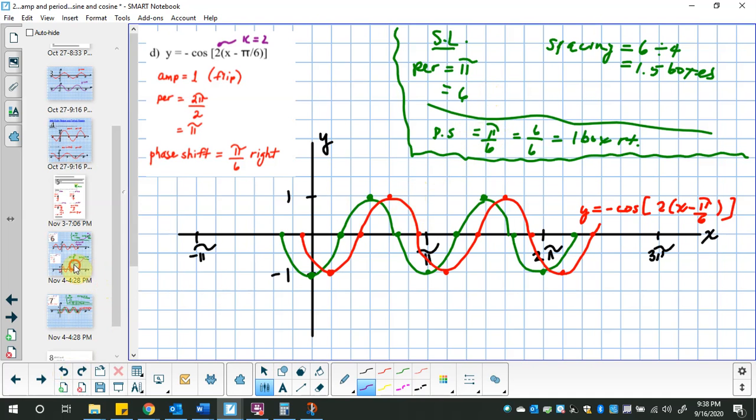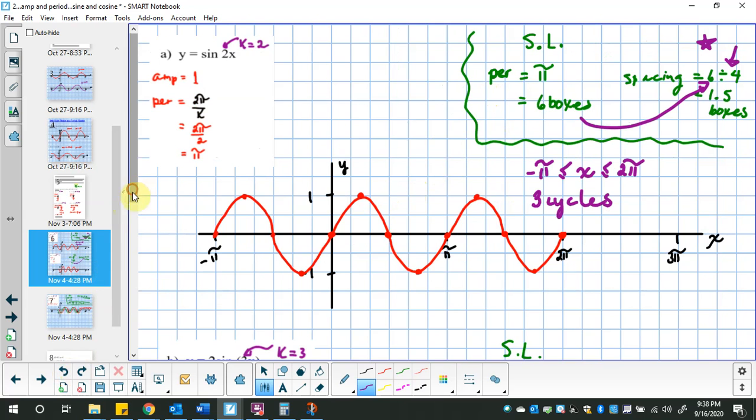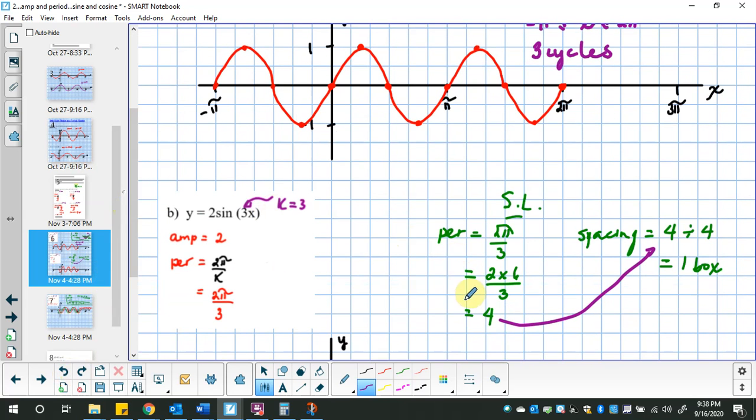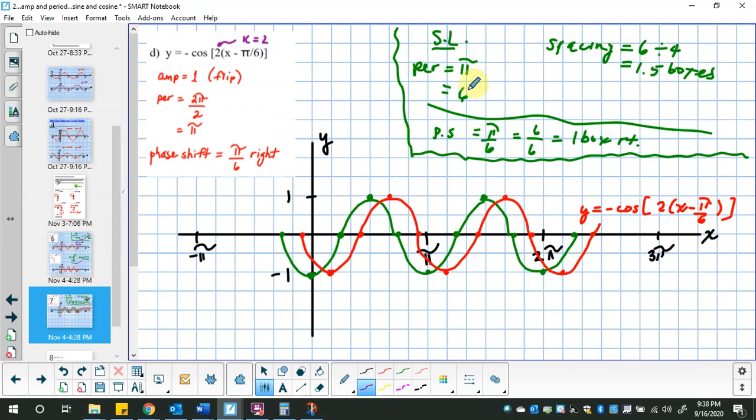Do not ever tell them 4 boxes. They're not going to know what you're talking about. They will accept 2 pi over 3. They will accept pi. Same deal with phase shift. Do not tell them 1 box to the right. You have to tell them pi over 6 to the right. So that was the important thing that I almost forgot.